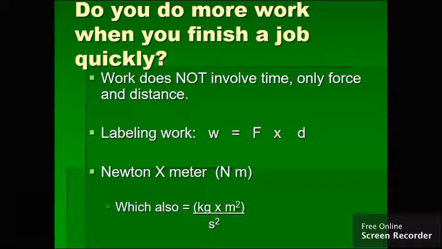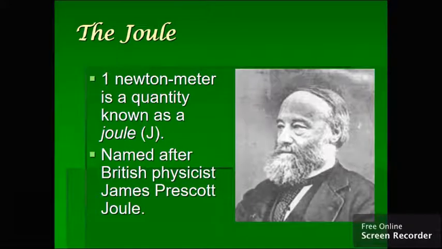So there's the equation. I wrote it out for you. Work equals force times distance. We measure force in newtons and distance in meters. And if you remember, a newton is a kilogram meter per second squared. So when you multiply all that out, you get what's on the bottom there. A unit of work is a kilogram times a meter squared, all divided by second squared. And what do we call that? The joule. 1 newton meter is a quantity known as a joule. It was named after James Joule, seen right there. We've seen his picture before.